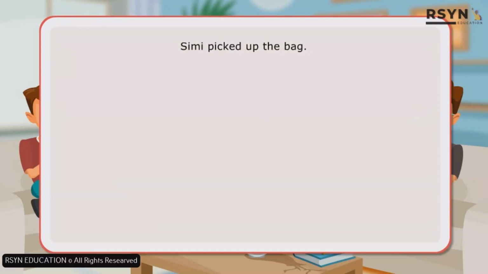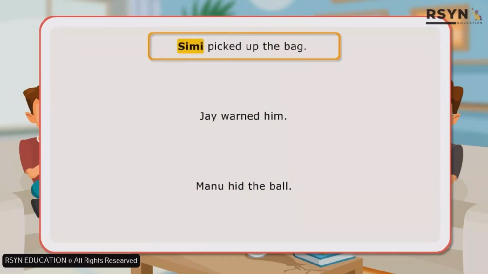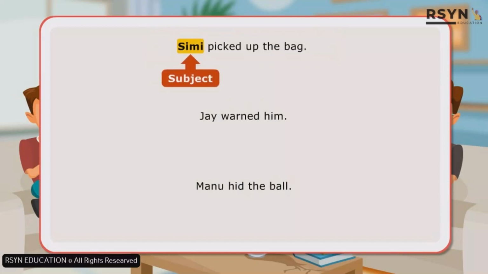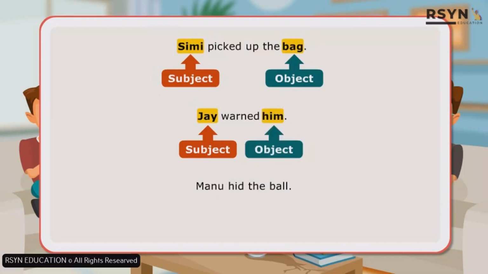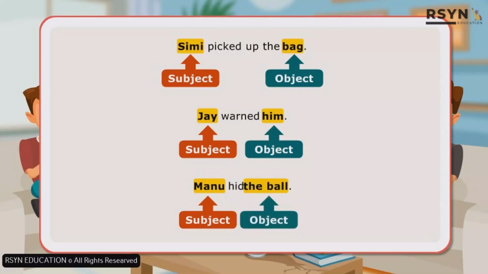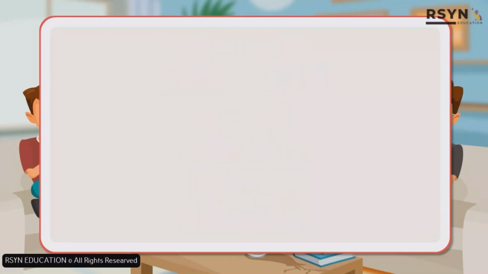Let us look at a few sentences. Simi picked up the bag. Jay warned him. Manu hit the ball. In the first sentence, Simi is the doer of the action and the subject, while the bag received the action and is the object. In the next sentence, Jay is the subject as he is the doer of the action, and the object is him, being the receiver of the action. In the third sentence, Manu is the subject since he performed the action and the ball is the object since it received the action.